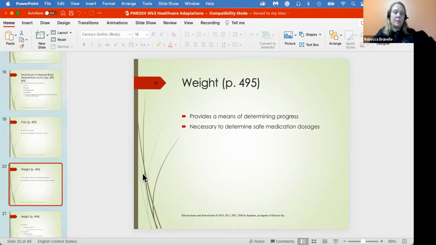Almost always when you're working, the pain scales will be built into your medical record system, so you'll be able to look at the scale when you're assessing.